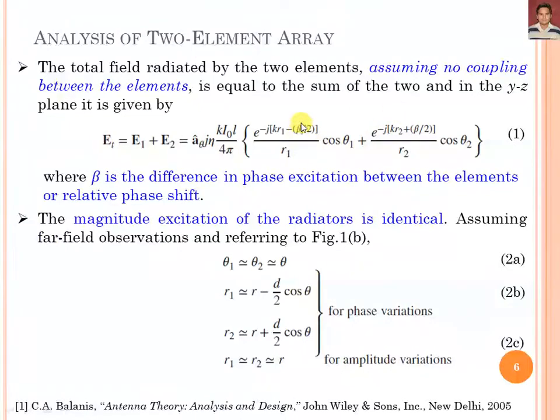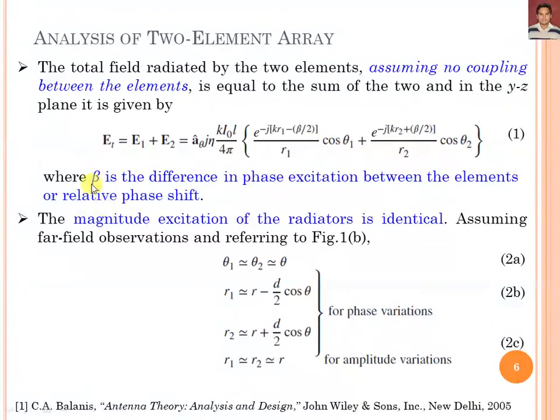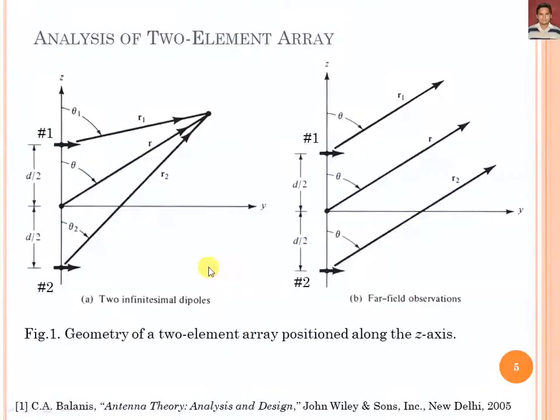Here you can see one parameter known as beta, and this is the difference in phase excitation between the elements, or the relative phase shift. The relative phase shift between elements 1 and 2 is beta. The magnitude excitation of the radiators is identical. This is important in the case of array antenna analysis. So we are taking equal magnitude, assuming far field observation, and considering figure 1b.